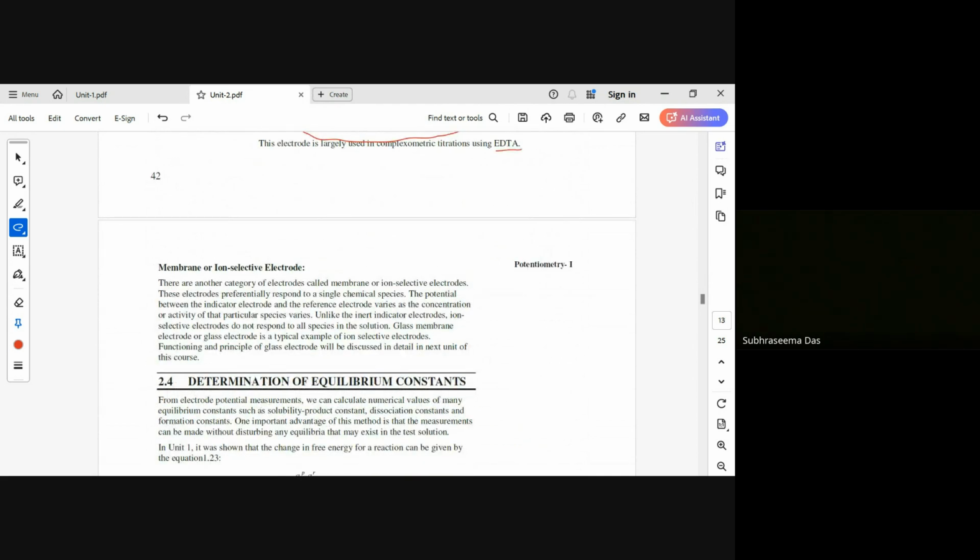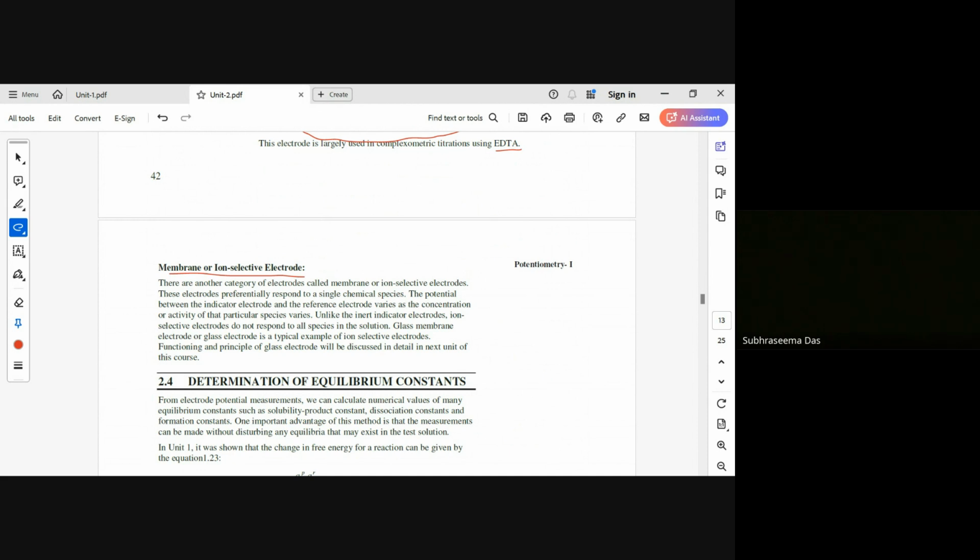Now there is another class of indicator electrodes that we call membrane electrodes or ion selective electrodes. These electrodes are called ion sensitive electrodes because they are responsive to a particular species. They respond to a single chemical species. The potential between the indicator electrode and the reference electrode varies as the activity of that particular species varies. So unlike the inert indicator electrodes, the ion selective electrodes do not respond to all species. The inert indicator electrode is responsive to all the species that are present in the solution.